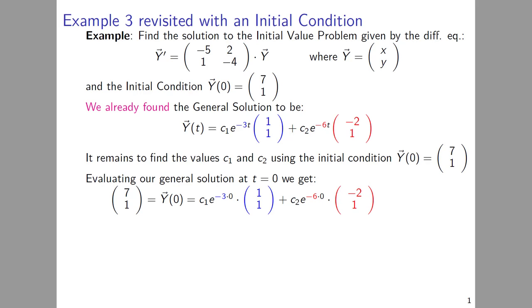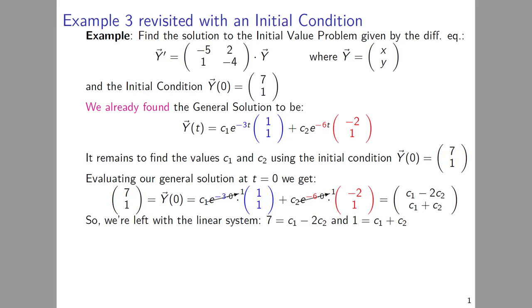Simplifying the right-hand side, we have that e^(-3·0), or e^0, is 1, as well as e^(-6·0) is 1. So multiplying our constant c1 onto (1, 1), and c2 onto (-2, 1), and adding our vectors component-wise, we get that the right-hand side is (c1 - 2c2, c1 + c2). Since this is equal to the vector (7, 1), we are left with a linear system of equations. From the top component, 7 = c1 - 2c2, and from the bottom component, 1 = c1 + c2.